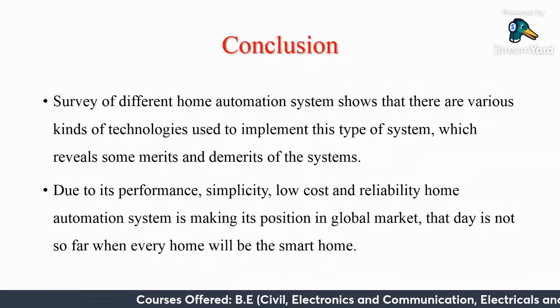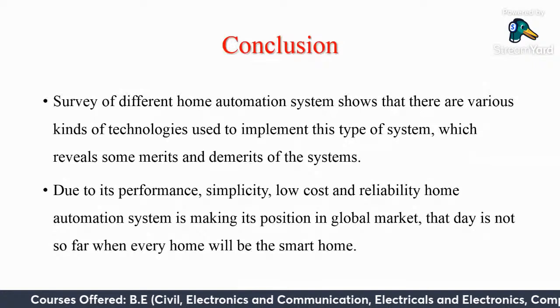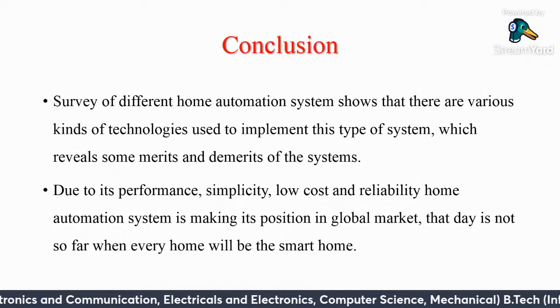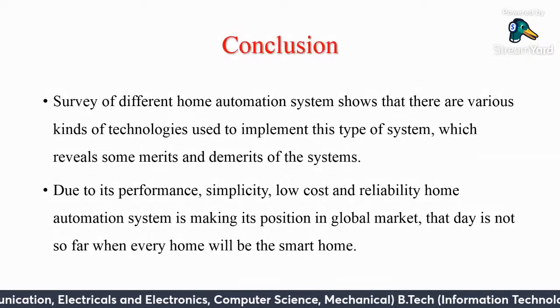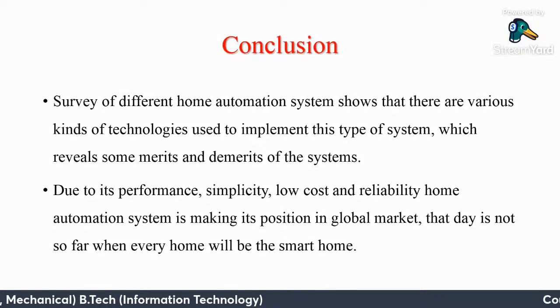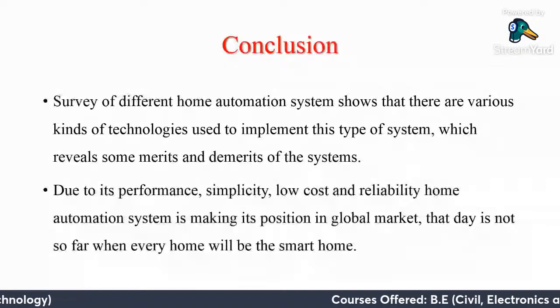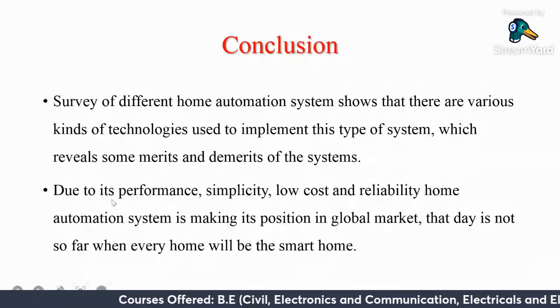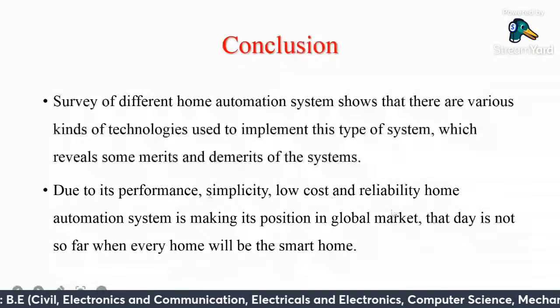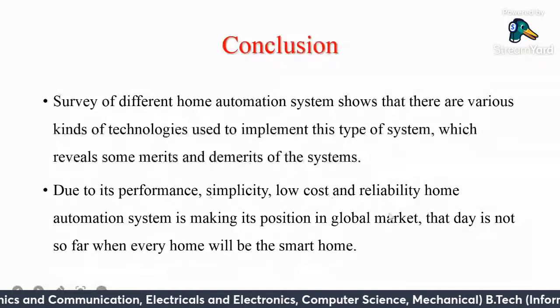But for the window actuator control, we are spending more money. But by using that window actuator control, we can reduce the electricity bill, so that we can balance that, and we can tally that. And that window actuator control can be used for ventilation purposes also. So spending that much money is more affordable compared to other IoT systems. Due to its performance, simplicity, low cost and reliability, the home automation system is making its position in the global market.